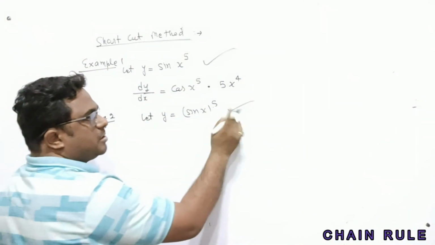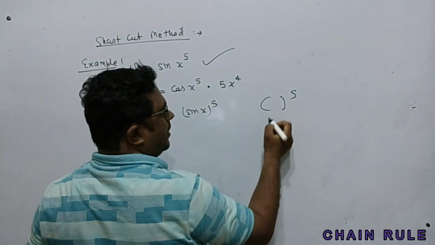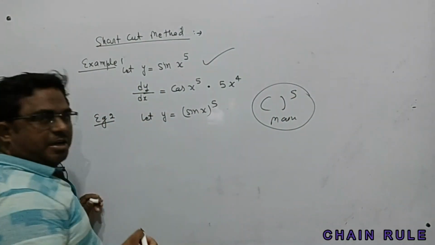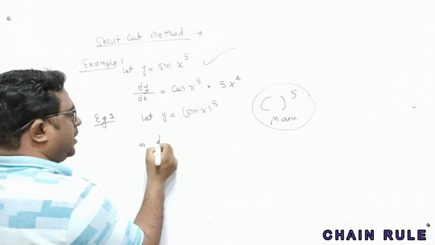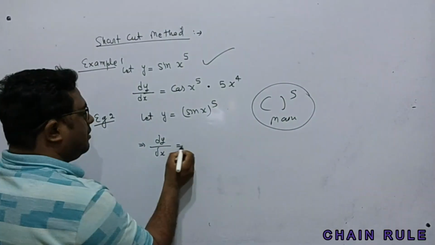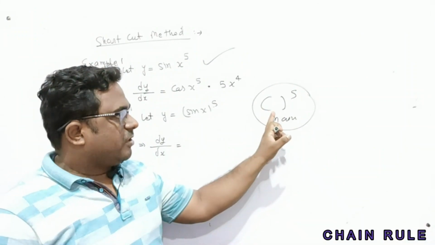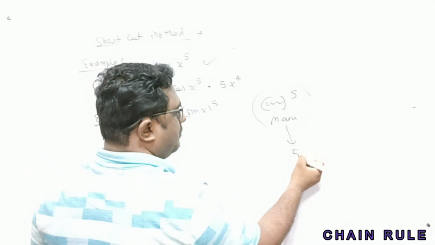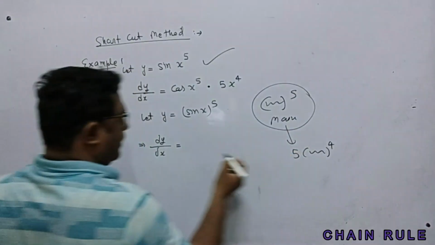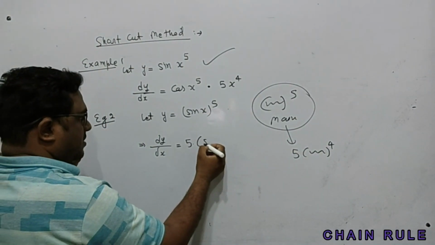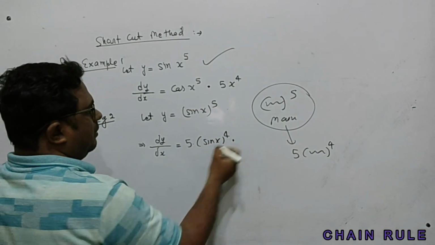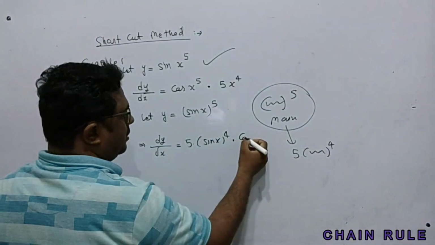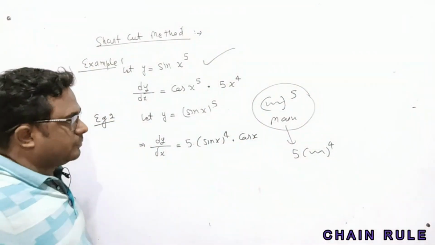Here the main function is power 5. Power 5 is the main function and sine x is the secondary function. So when you do the derivative, first of all you do the derivative of the main function. The main function is bracket power 5 and its derivative will be 5 into bracket power 4. So 5 into sine x whole power 4, and after that do the derivative of the secondary function. The secondary function is sine x, its derivative is cos x.